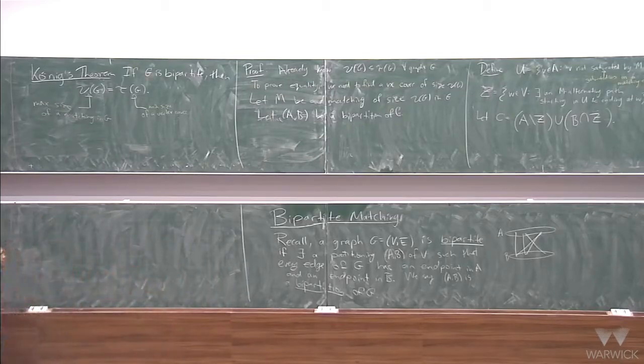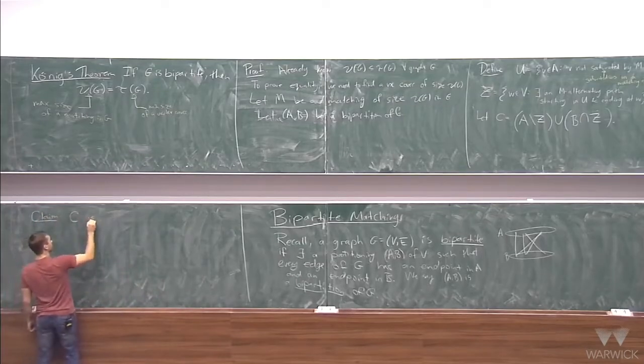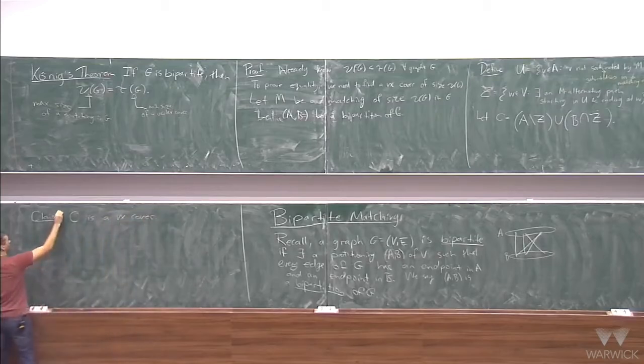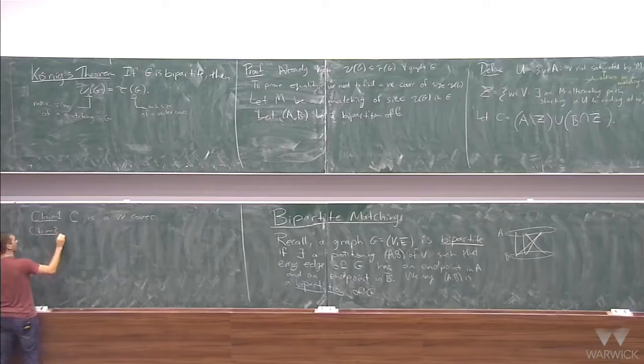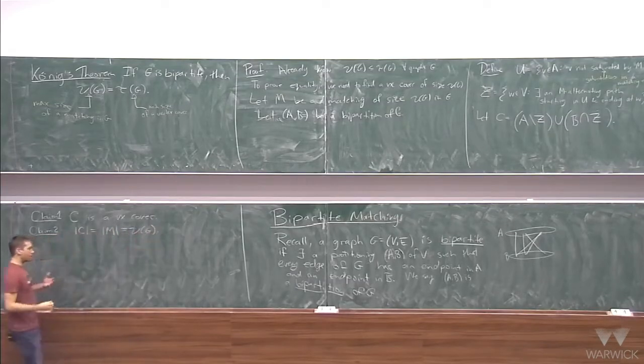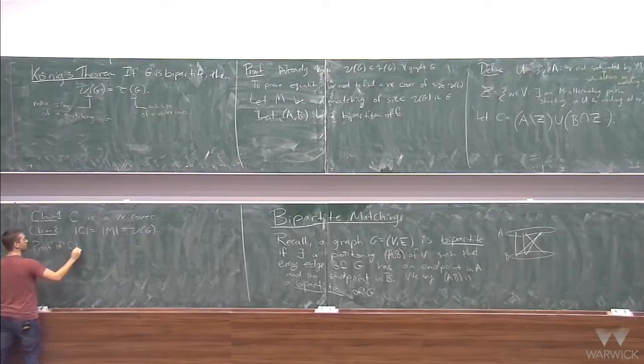So what I need to prove are these two claims. First, I need to prove that C is a vertex cover. I'll call that claim 1. And claim 2, I need to prove that the size of C is the same as the size of M, which is, of course, the same as nu of G. And then I'll be done. Okay, so let's prove the first claim.